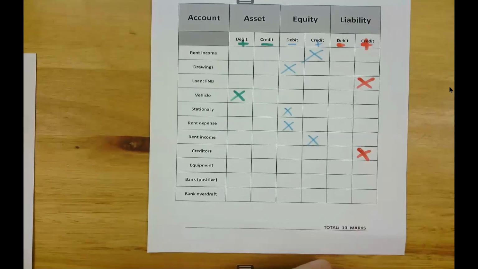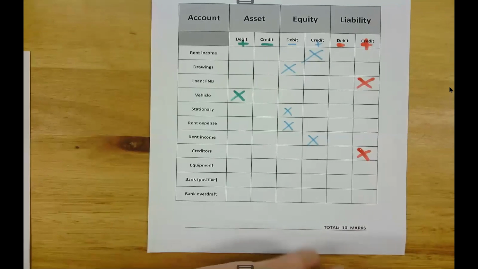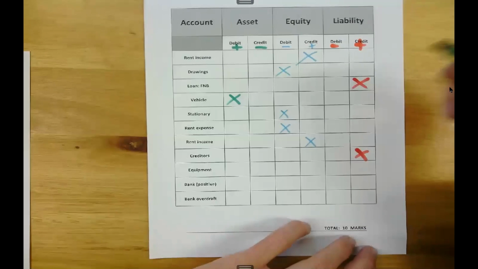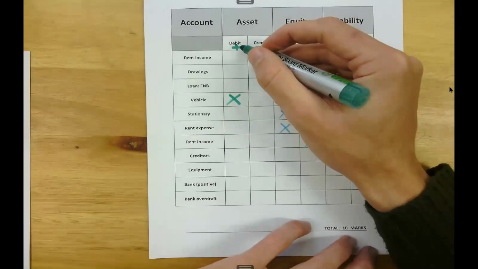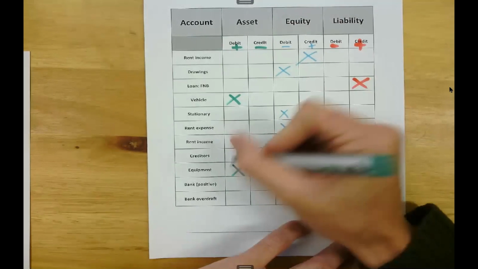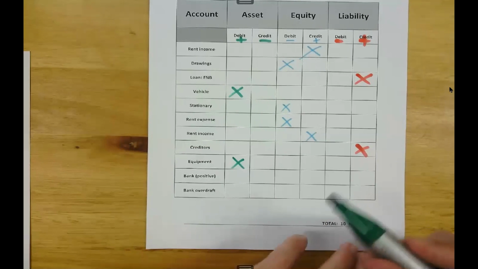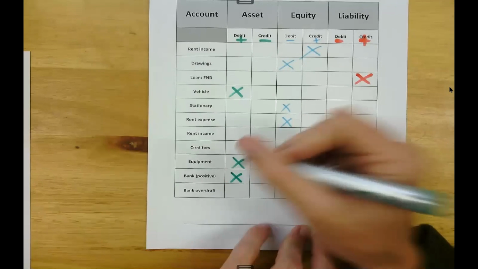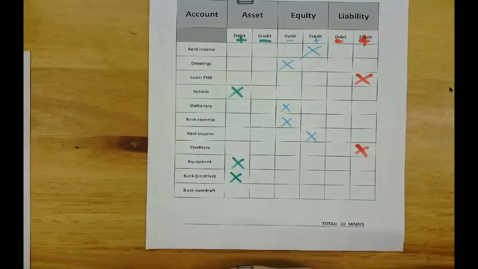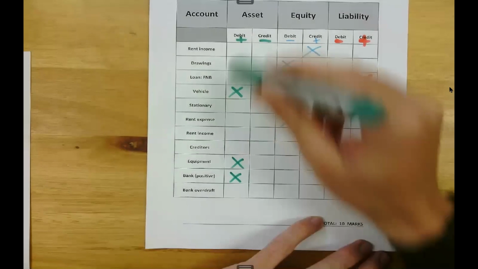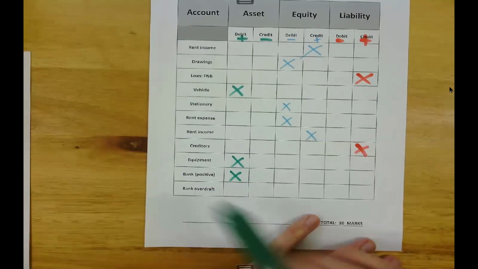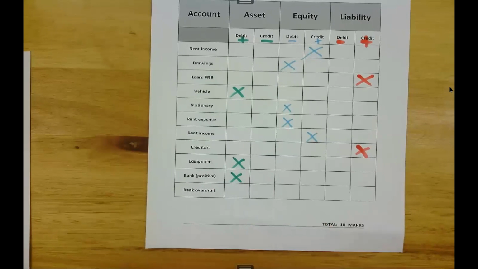All right. Next one is equipment. Equipment is an asset, and it makes your assets more, and assets become more on the debit side. So you see the plus is there on your debit side. The next one, bank with a positive balance, means that your assets are more. You have more assets, so your bank falls under the debit side. The next one, the opposite of bank: a negative bank balance is an overdraft on your bank account, and that increases your liabilities.